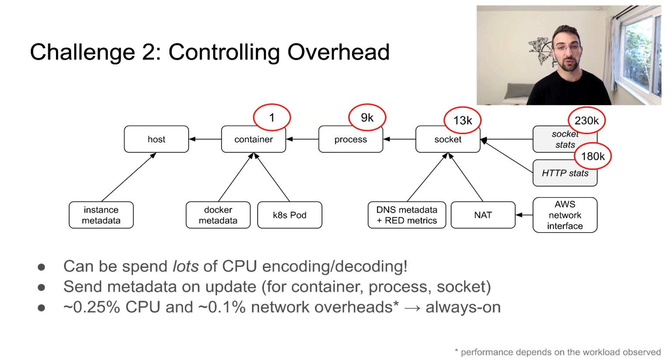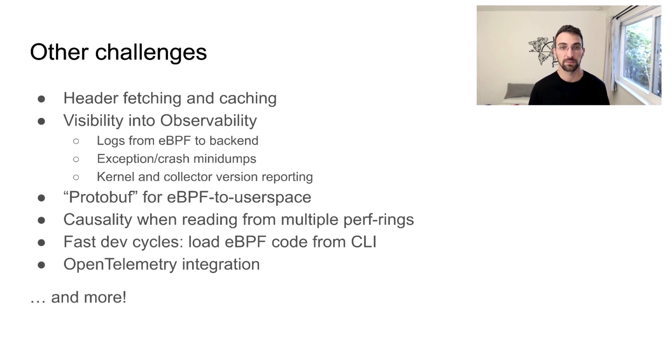The Flowmill Collector only sends updates for container, process, and socket metadata. Those updates are cached, eliminating much of the redundant work. This is one of several design decisions that enabled the collector to achieve low CPU and network overheads so users can get always-on granular reporting in production. These were not the only challenges we encountered, but for lack of time, let's switch to a demo.